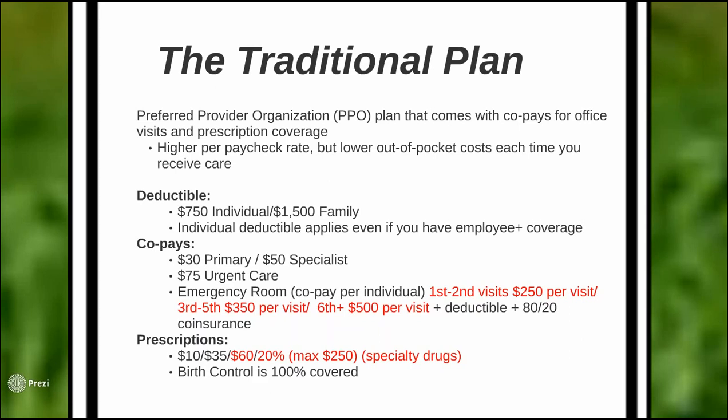So the reason for that is really just encouraging people to seek care elsewhere whenever it's not a true emergency. And for prescription coverage, the co-pays for Tier 1 medications is $10 and $35 for Tier 2. The third tier prescription copay is going to be $60 for 2016, and the fourth tier or specialty drug is going to be 20% up to a maximum of $250. And the reason for that is a lot of the increase in plan cost is coming from the specialty drugs. And birth control will remain 100% covered.